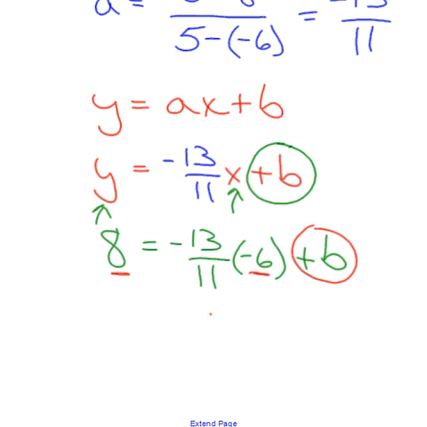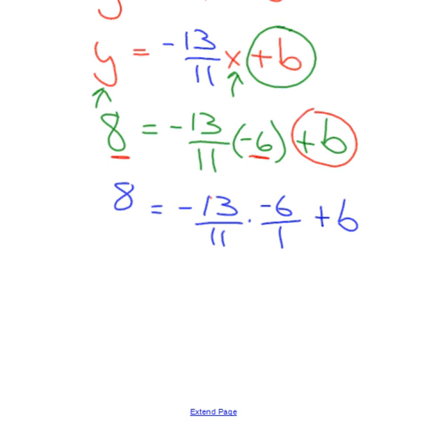Now this one's going to be a little bit difficult because it's got a fraction in it, but we can do it. So first step I'm going to do is multiply out over here. So I'm going to do 8 equals, you remember from earlier math classes, put a 1 under the -6. And then I'm going to multiply that out. That comes out as 78 elevenths.